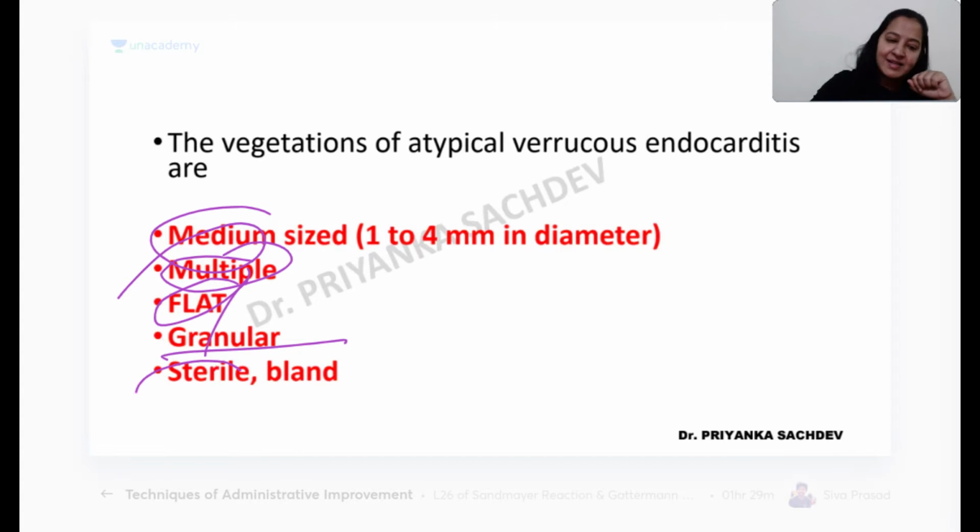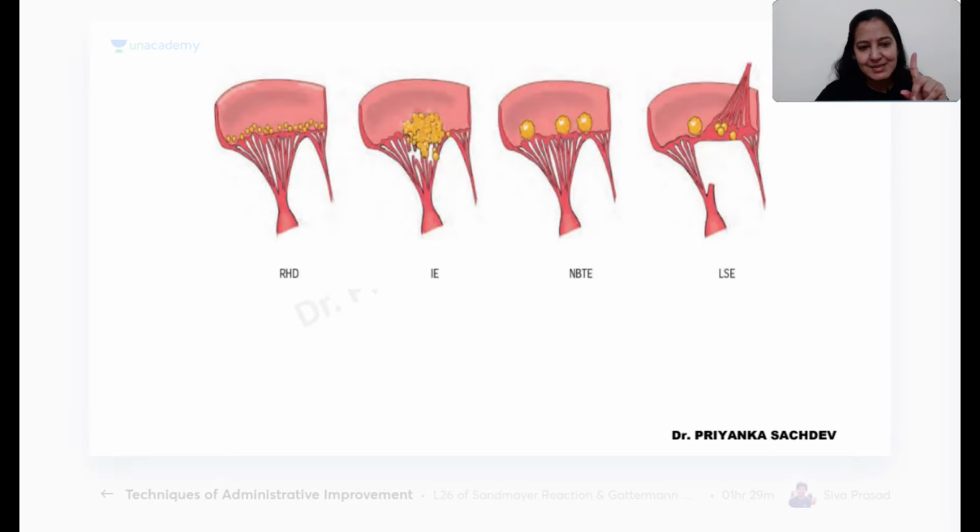They are granular and again they are sterile. It is not formed by bacteria. There was no bacteria there, and here also there is none. It was sterile in rheumatic, and here also in SLE it is sterile. Say yes or no. Have you got it? So these are the gross findings. So it is flat. Yes.